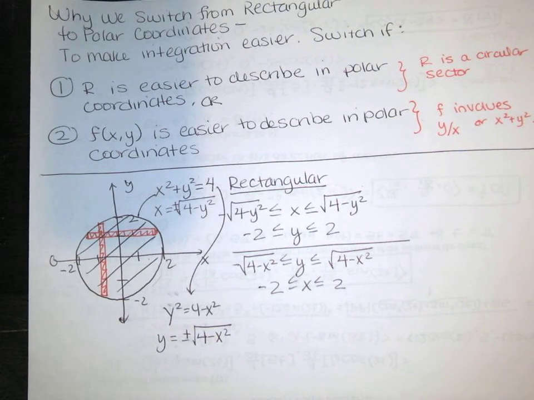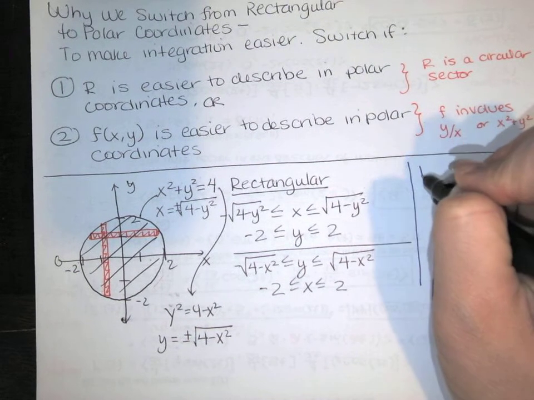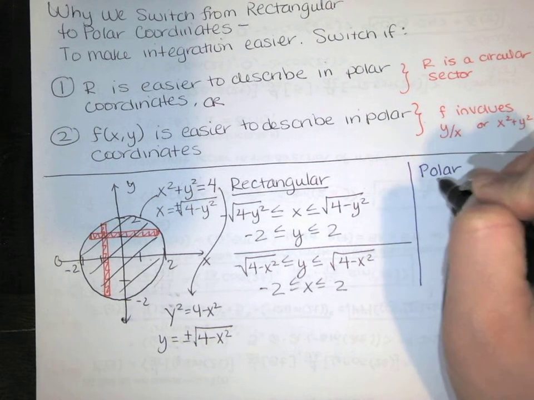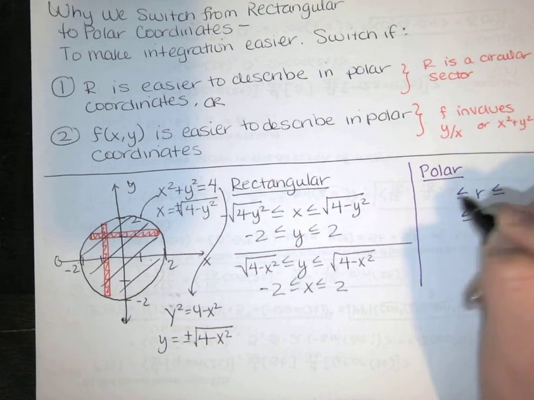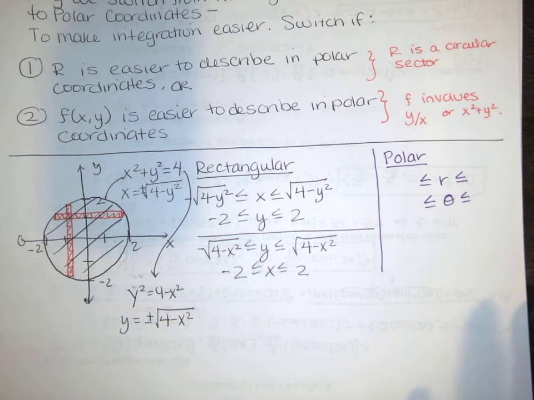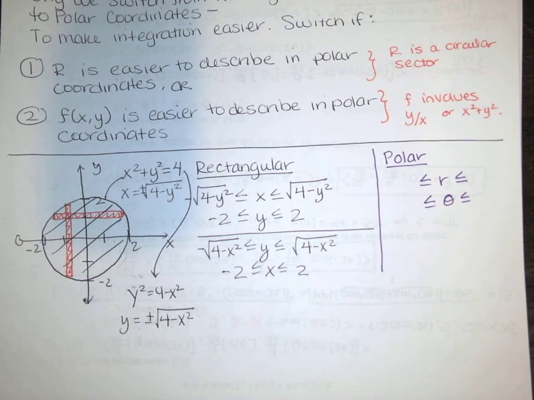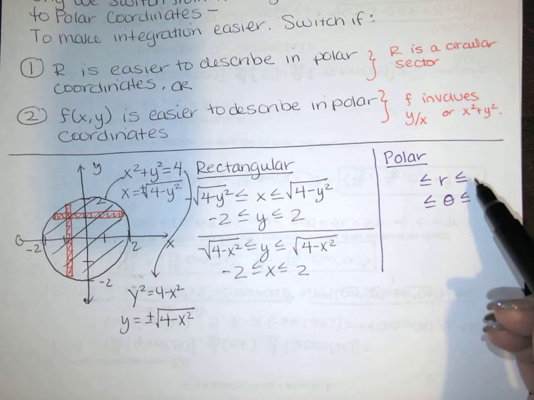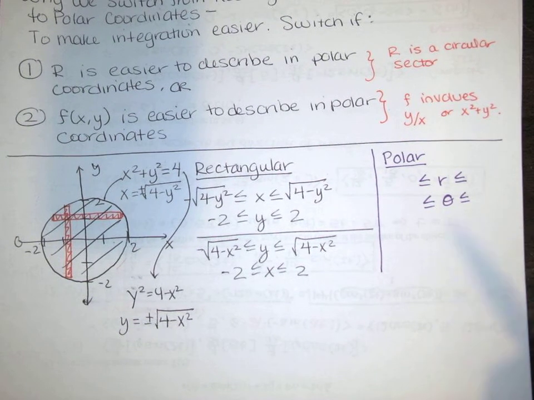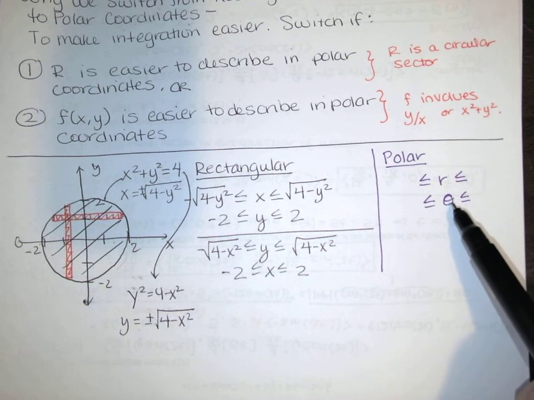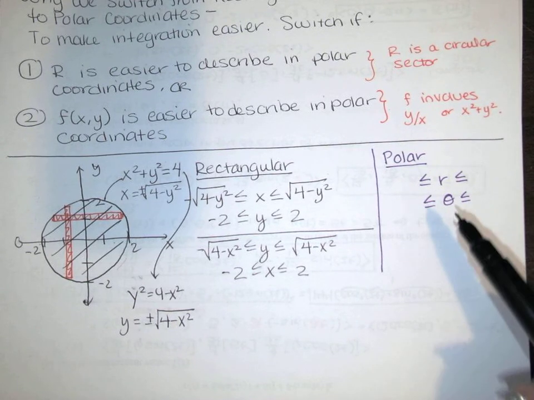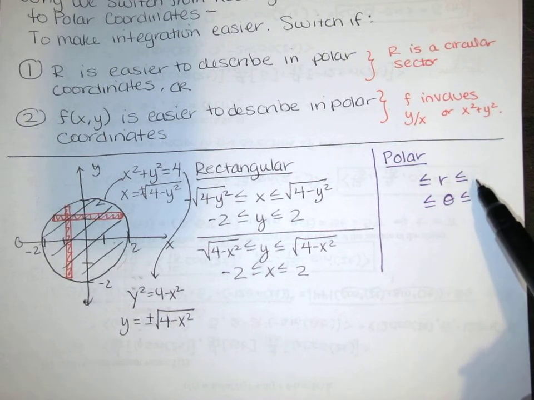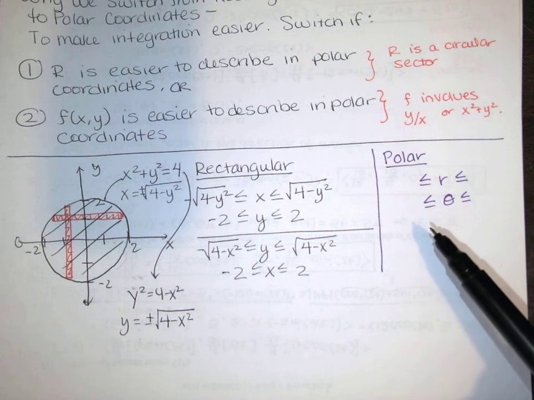Or I could go to polar coordinates, and this is where it's really cool. Since it's a circle, this is very easy to describe in polar coordinates. I just need r to go from a function to a function, and theta to go from a constant to a constant, where r is going from a function of theta to a function of theta, and theta is going from a constant to a constant, or vice versa. Theta could go from a function of r to a function of r, and r could go from a constant to a constant. Now, most of the time, r will go from a function of theta to a function of theta, and theta goes from a constant to a constant.